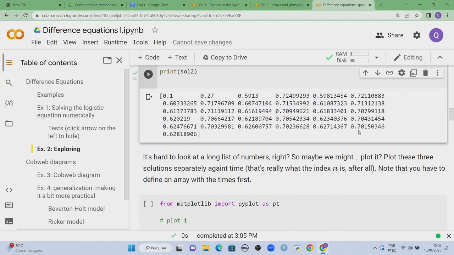So maybe we should have gone for more iterations, right? To see if it actually goes to a periodic solution, okay?